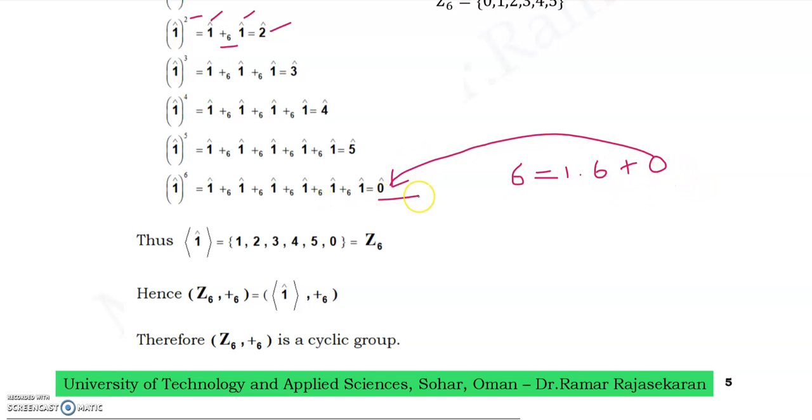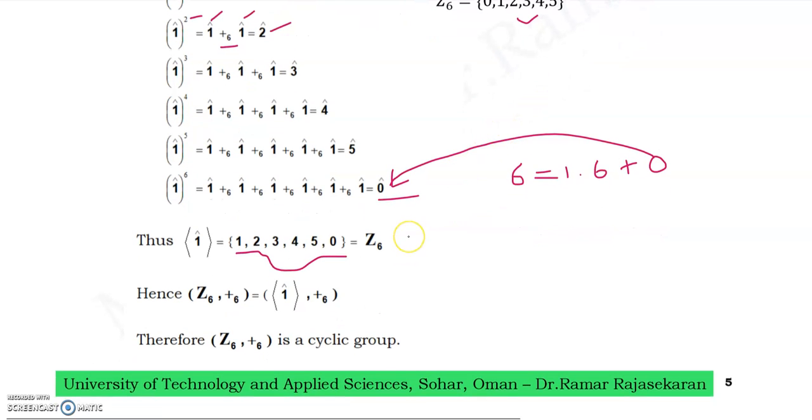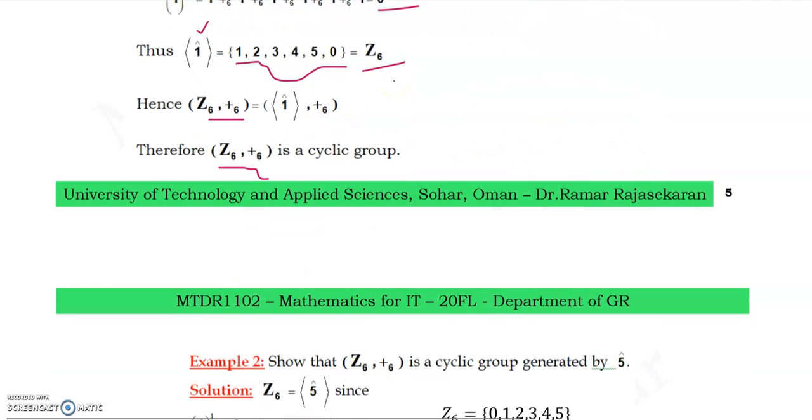Now you list all the elements. You see 1, 2, 3, 4, 5, 0, you list all the elements. This list is nothing but equal to your set, your group. So this is called a cyclic group, because this element 1 is creating all the elements through the binary operation, addition modulo 6. That's why Z6 under addition modulo 6 is called a cyclic group. We will see another example.